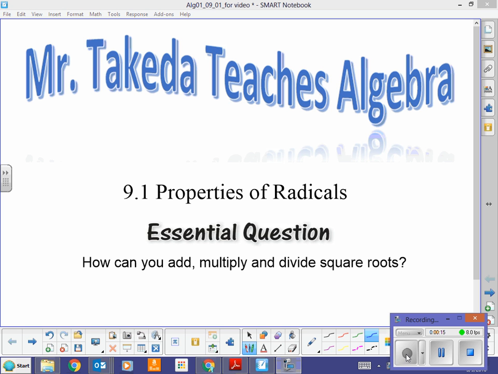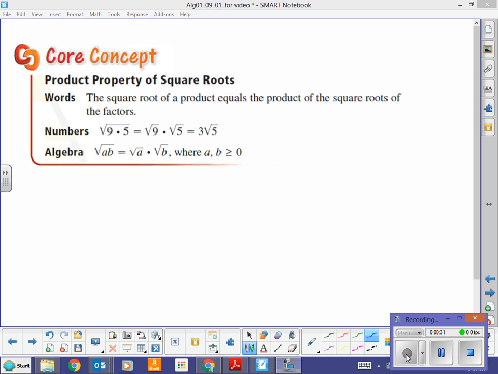This is lesson 9.1. We're starting a new chapter here on basically solving quadratic equations, but lesson 1 here is on the properties of radicals, with the essential question: how can you add, multiply, and divide square roots and other roots, of course? So let's get started.